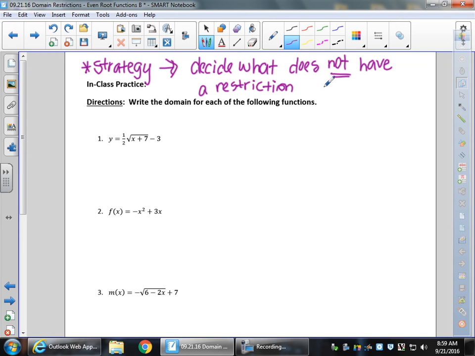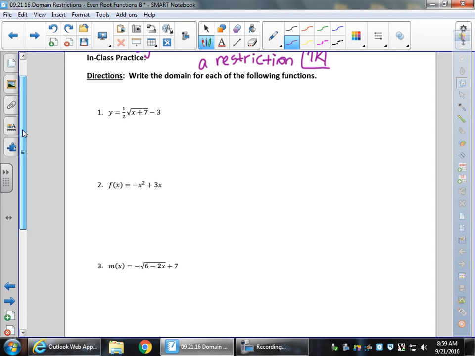What's that symbol mean? Look at your warm-up. What's the domain for those? All real numbers. So some of these won't require any work. Does anybody see one on this sheet that does not require work?